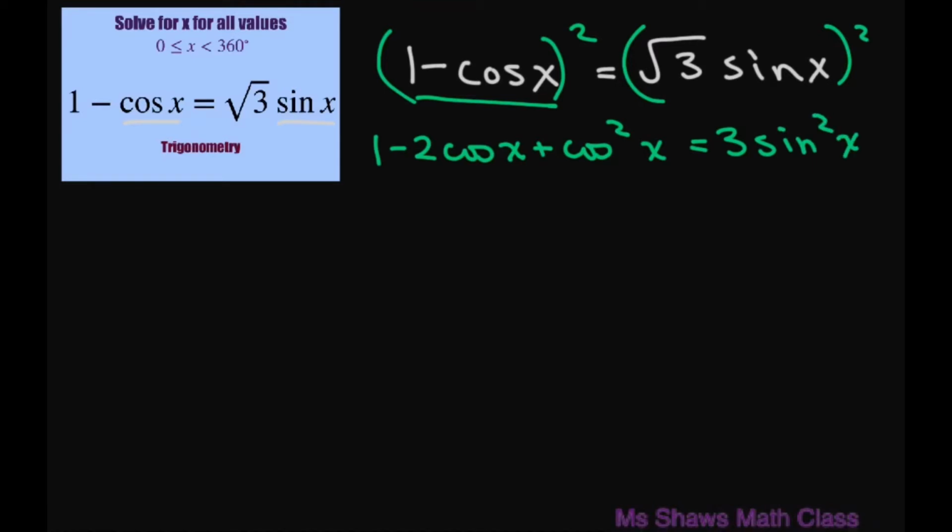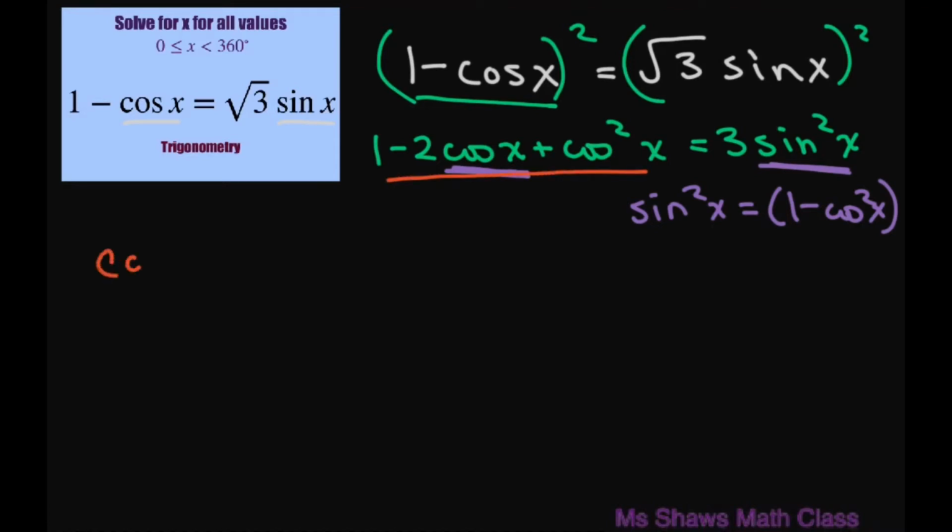Now we can write everything in terms of sine or cosine. Since we have a linear term in cosine, let's write this in terms of cosine. So notice that sine squared of x equals 1 minus cosine squared of x according to our Pythagorean identities. So basically now I can rewrite this, let me rearrange this.